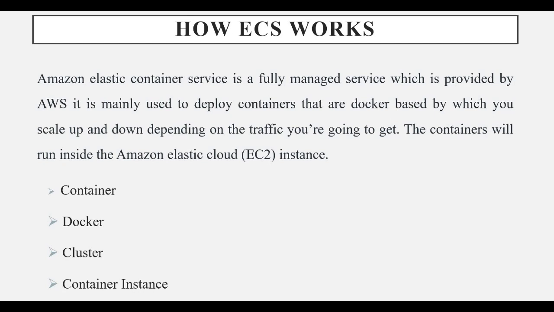Docker is software that facilitates and automates the installation and deployment of applications inside the container. So using Docker, we can automate software deployment inside the Linux container. The next is cluster. A cluster is a logical group of EC2 instances running a single application. The cluster helps to run the single application. The next is container instances. Each EC2 instance in an ECS cluster is called a container instance. This is how ECS works.